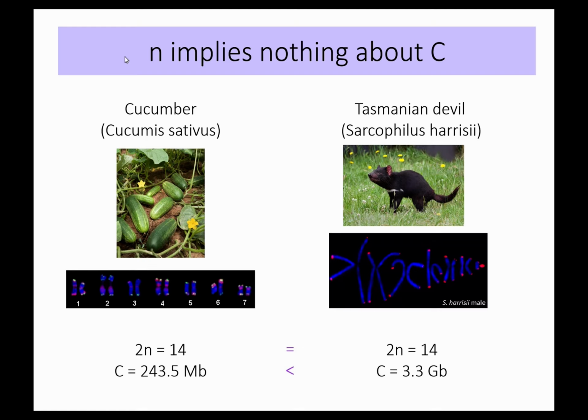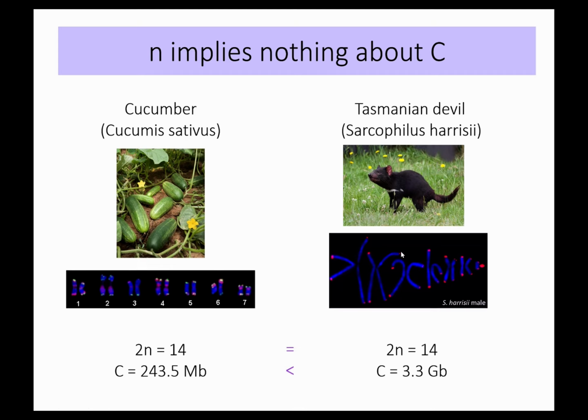I have a pretty good idea, a rough idea. No, there's literally no correlation. Look at this. The cucumber versus the Tasmanian devil. The cucumber has 7 unique chromosomes. It's a diploid, so the total number of chromosomes is 14. So does the Tasmanian devil. It also has 2n equals 14. It is a 2n equals 14 organism.